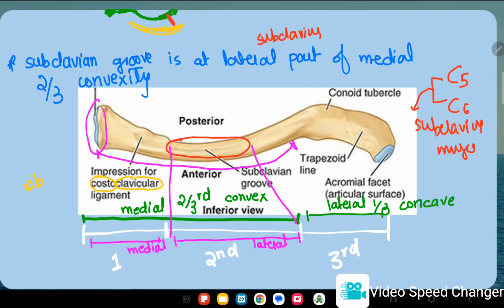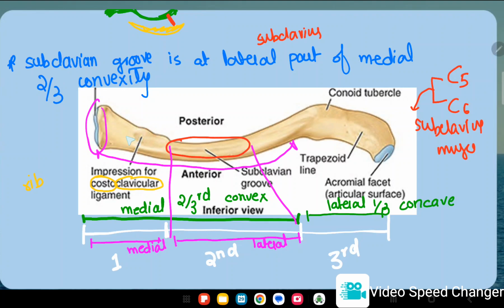I hope you understand this, right? Let me summarize whatever I explained about the features of the medial two-third convexity. Number one, it has the anterior border, which is convex, and the posterior border, which is concave. The superior surface is smooth. The inferior surface has two depressions.